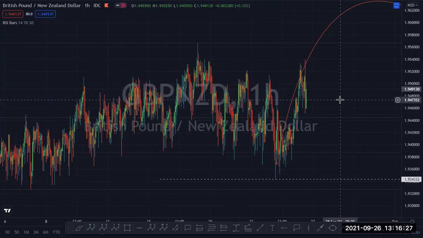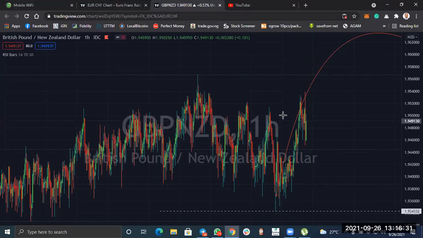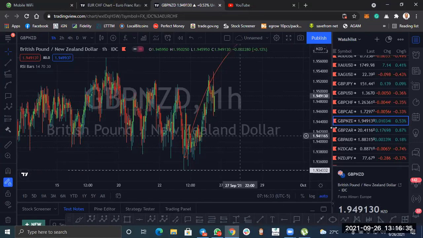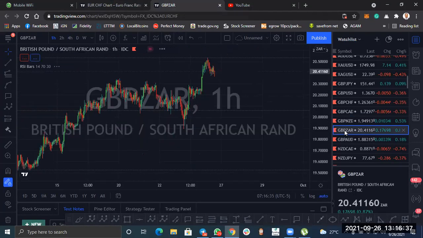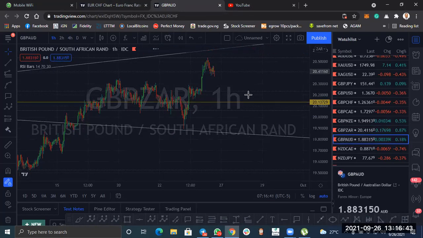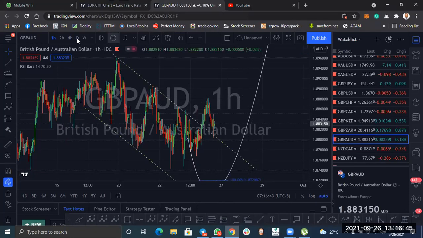Okay, this is the 1 hour chart, and it doesn't make sense to me. So let me not waste my time. Pounds down. Let me leave it for now. Pounds AUD. Let's see daily.